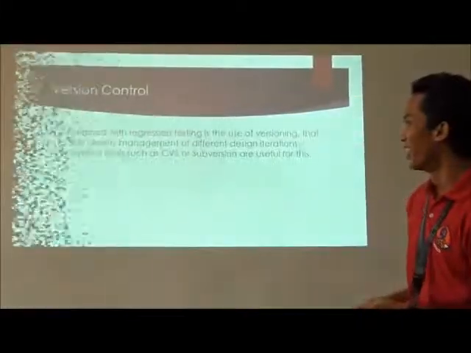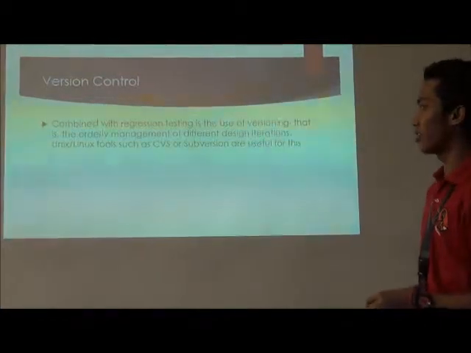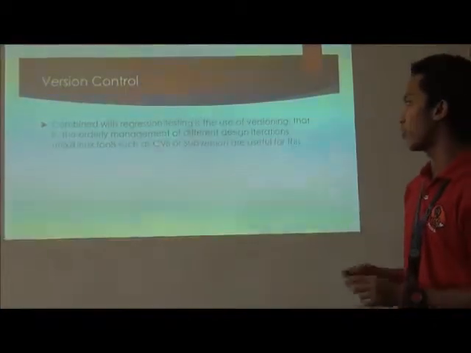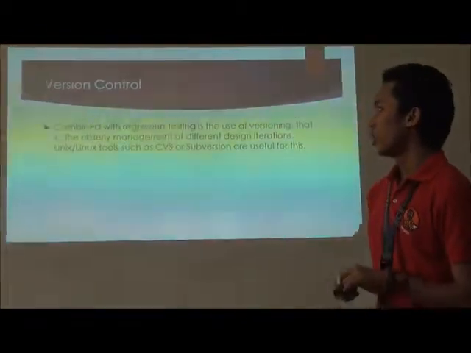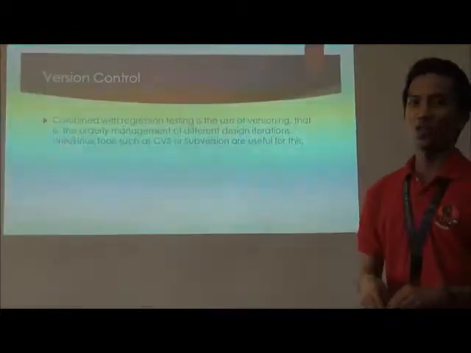Next we have the version control. Version control combined with regression testing is the use of versioning, or the orderly management of different design iterations. Unix or Linux tools such as CVS or Subversion are useful for this.